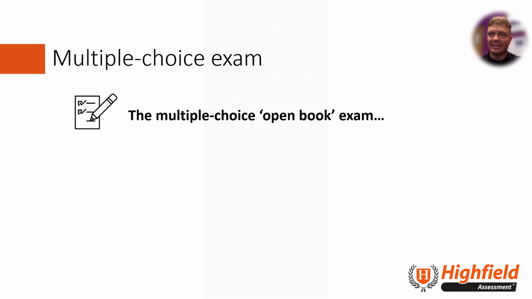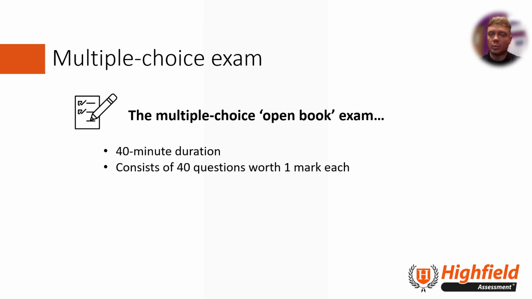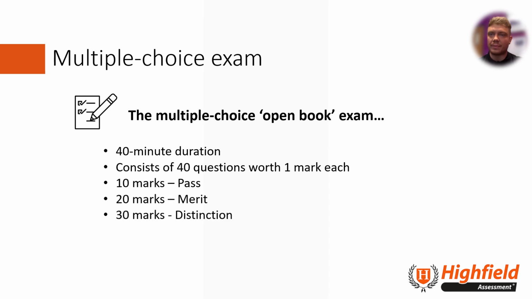The exam is ideally taken by e-assessment, and this can be invigilated by the assessor, the employer, or a remote invigilation service. The exam lasts 40 minutes, consisting of 40 questions, worth 1 mark each. To gain a pass, the apprentice needs to at least achieve 10 marks, 20 marks for a merit, and 30 marks for a distinction. The exam accounted for 64% of the total failed assessments that we analysed.